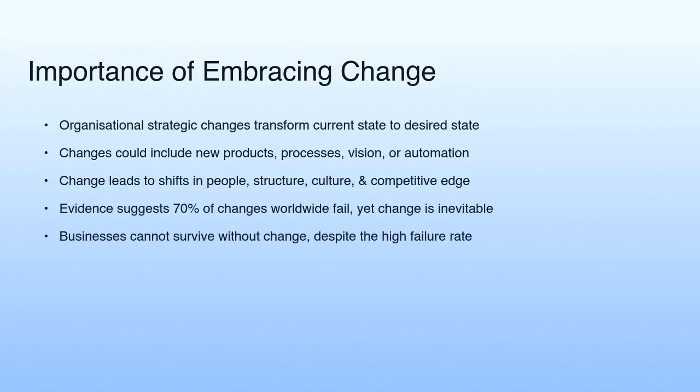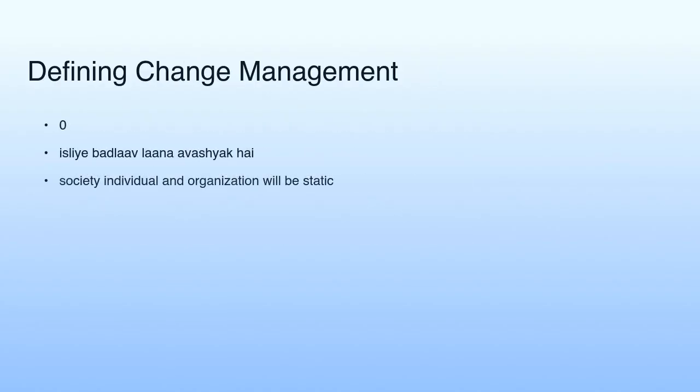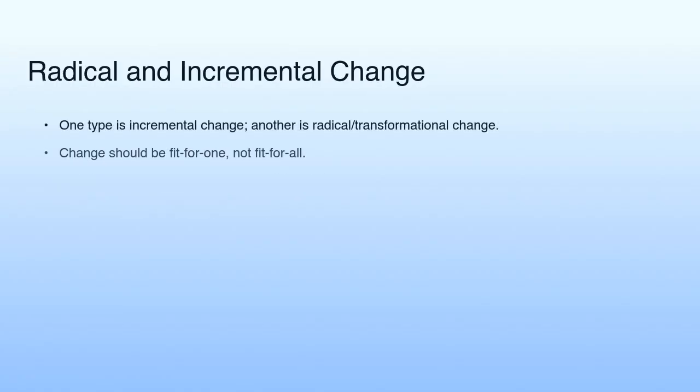edge. Change management involves transforming an organization's current state to a desired future state, which could involve new products, processes, automation, or vision shifts. While evidence suggests that 70% of organizational changes worldwide fail, businesses cannot survive without implementing necessary changes, despite the high failure rate.